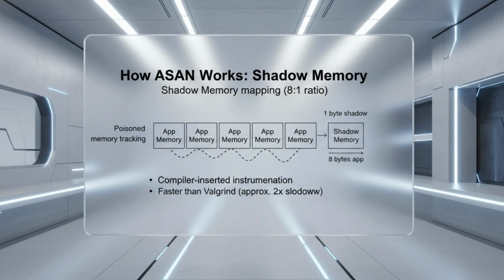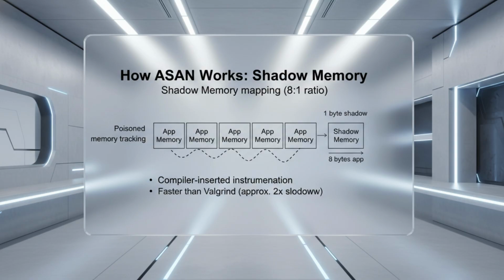The magic behind ASAN lies in its shadow memory architecture. For every 8 bytes of application memory, ASAN reserves 1 byte of shadow memory. This shadow byte acts as a status indicator. If the value in the shadow memory is 0, it means all 8 bytes of the corresponding application memory are clean and accessible. Non-zero values indicate that the memory is poisoned or restricted.